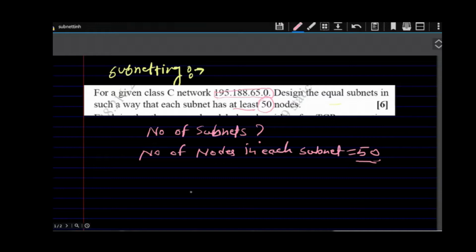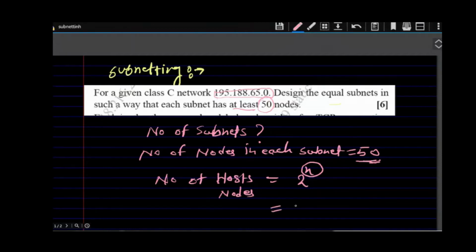But we know that the number of nodes in each subnet is always a power of 2. The number of hosts, or you can say nodes, is equal to 2 to the n, always a power of 2. Now we have to find this n here. So how many nodes are required? The number required is 50.